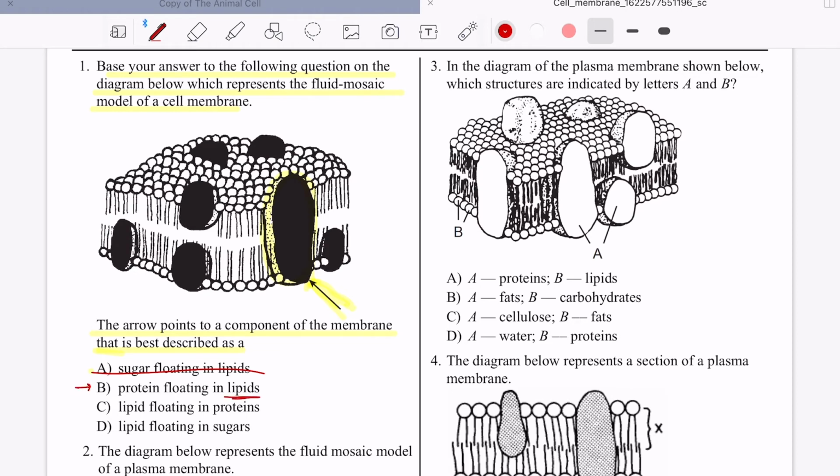A protein floating in lipids. Now we know that these are lipids. This is the phospholipid bilayer, so that is a lipid. B is correct. Let's keep going. Lipid floating in proteins? No, they're saying the opposite, which is not true. They're saying this is a fat, a lipid, and that it's floating in proteins. No, that is incorrect. Lipid floating in sugars? No. The best answer is the protein floating in lipid.